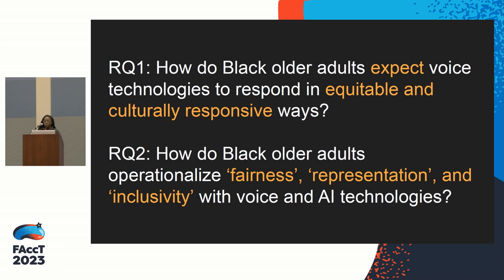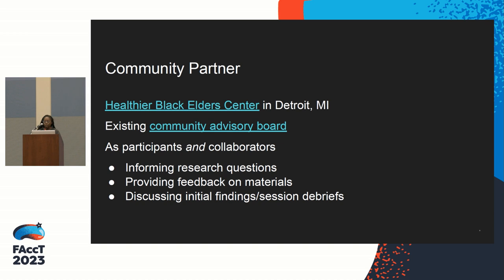So the first is, how do Black older adults expect voice technologies to respond in equitable and culturally responsive ways? And then how do Black older adults operationalize or define fairness, representation, and inclusivity with both voice technologies and AI technologies? So to do this research, we partnered with the Healthier Black Elder Center in Detroit, Michigan. Christina and I have both partnered with this center previously, as their goal is to involve more Black older adults in research to create more equitable outcomes that consider race, ethnicity, and age.